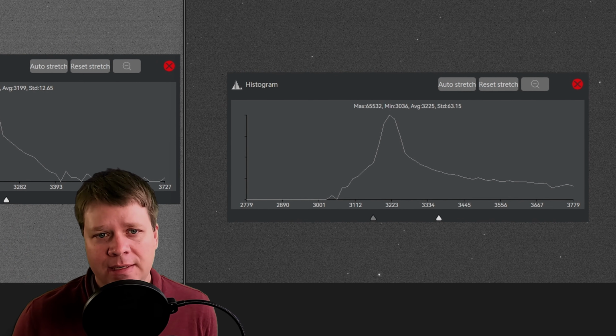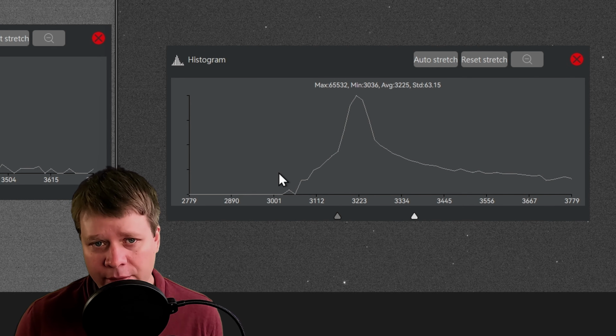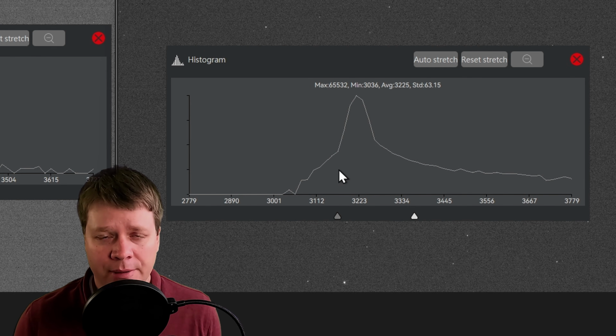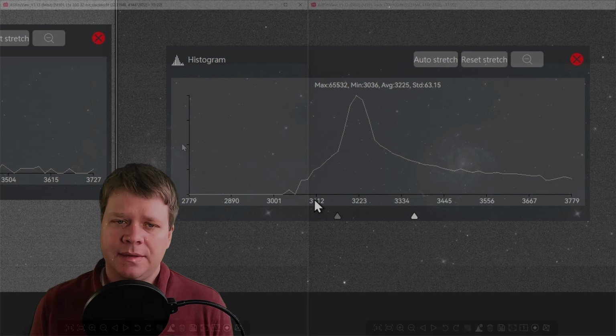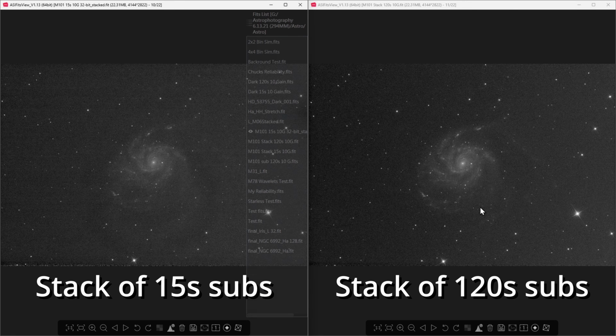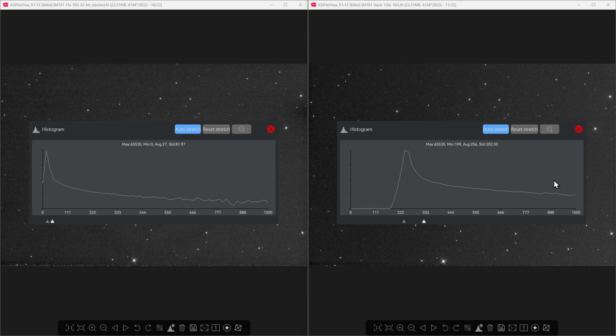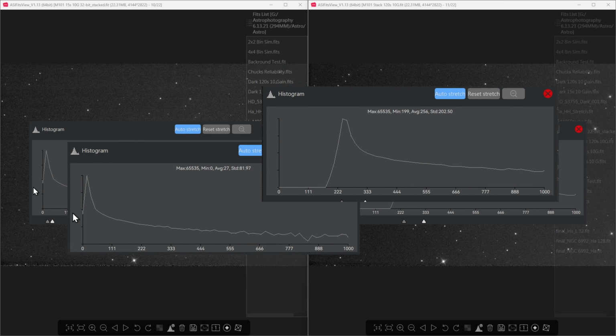But it does contain information, and interpreting the left side correctly is trickier than interpreting the right side, but it's still important. Let's look at these stacked images of Messier 101 and their histograms. This image used 15-second subframes, and this one used 120-second subframes. These are stacked images. They've been calibrated with darks, flats, and dark flats. The histogram represents the average of many stacked subframes.